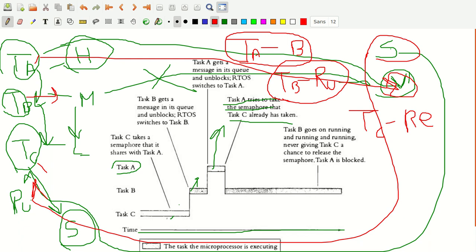Let me write R only, that is fine. Task C is in the ready state, task B is in the running state, task A is in the block state. Task A gets blocked because it is waiting for release of semaphore S by task C. Task C was earlier in the ready state because it was preempted by task B. Task B, which was preempted by task A, was earlier in the ready state, and task A was in the running state. But task A goes into the block state because task A wanted access to semaphore S, which was taken by task C. Now task C is in the ready state, task A is in the block state.